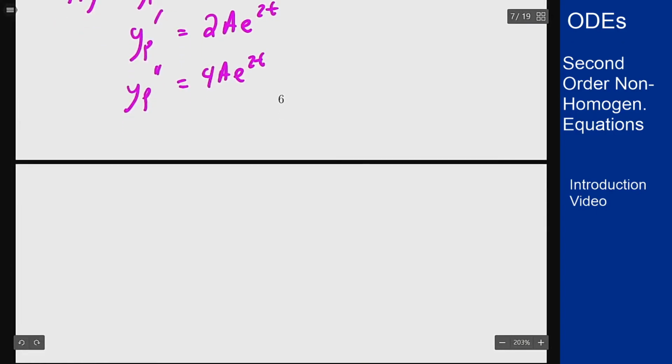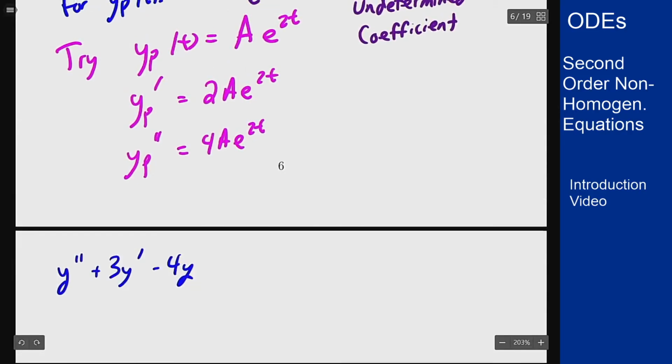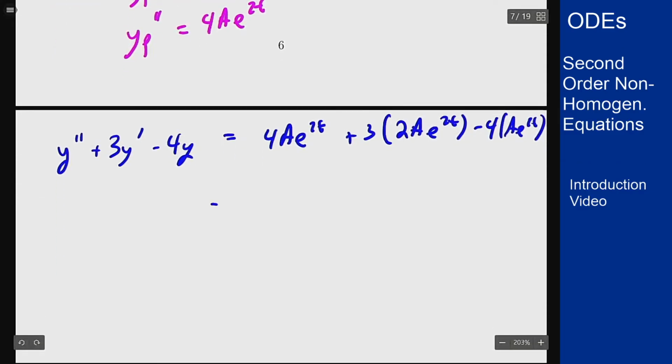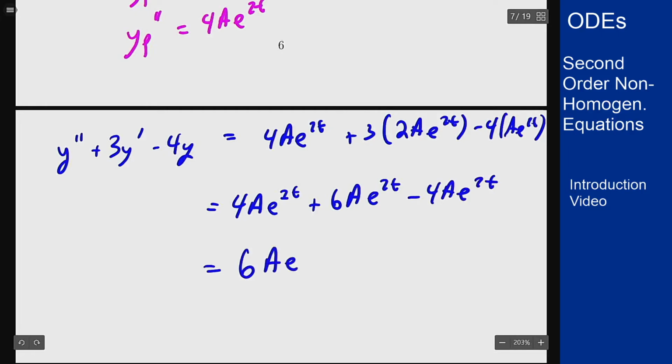So we had y double prime plus 3y prime minus 4y as the left-hand side of our equation. We can plug in our stuff for yp here. This is going to be 4a e to the 2t plus 3 times 2a e to the 2t, and then minus 4 times a e to the 2t. I can simplify this a little bit to get 4a e to the 2t plus 6a e to the 2t minus 4a e to the 2t, which comes down to just 6a e to the 2t.